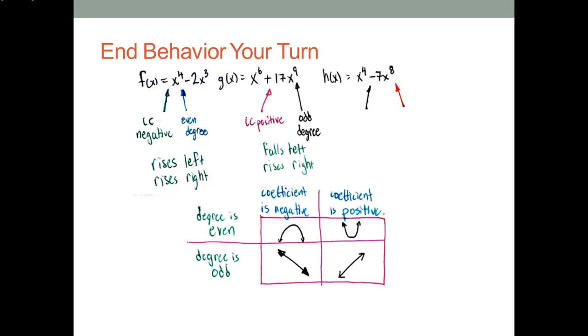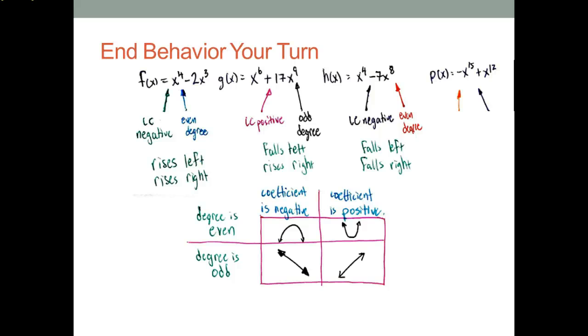And then we're going to take a look at h of x. And so h of x takes us to negative 7x to the 8th power. We see that that leading coefficient is negative, and it has an even degree. So the leading coefficient is negative, puts us in the left column, and an even degree puts us here. So again, if I stand at the center and I look at the extreme ends of that graph, it falls to the left and falls to the right.